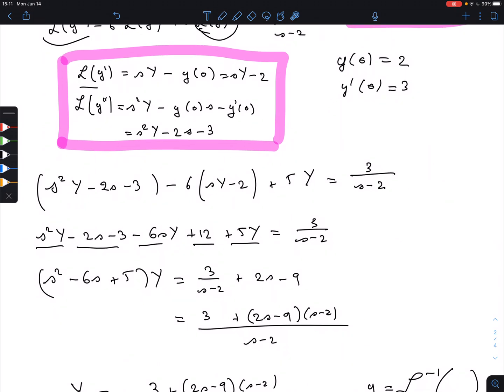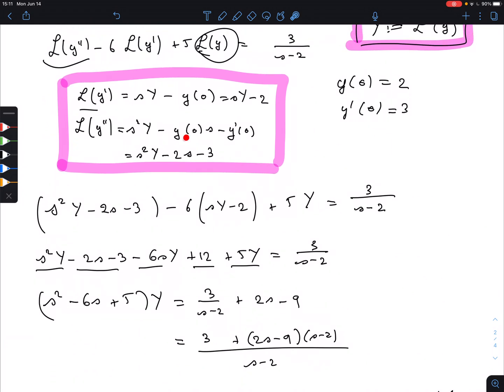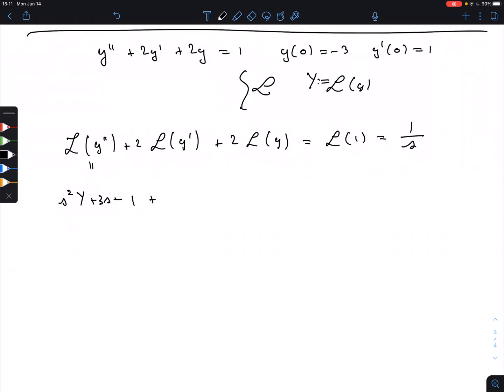We take the double product, the double one. So here we have minus y0 minus y prime 0, minus y0 s minus y prime 0. So minus y0 minus 3s minus y prime 0, 1. That's the one, okay? Plus 2, here we have sy minus the initial condition at 0, that's plus 3, plus 2 times y, and that's equal to 1 over s.